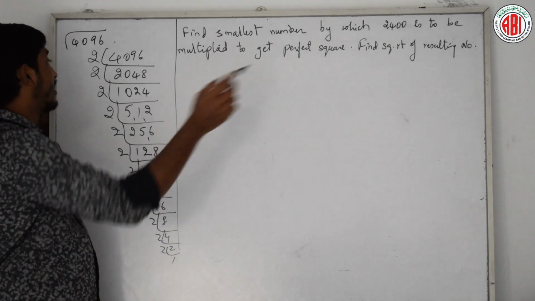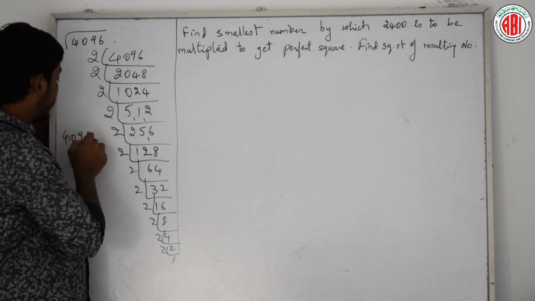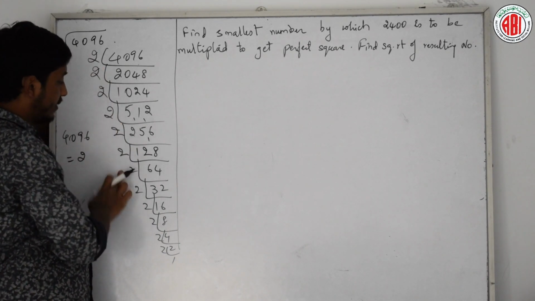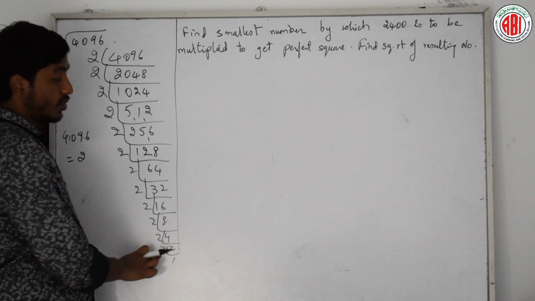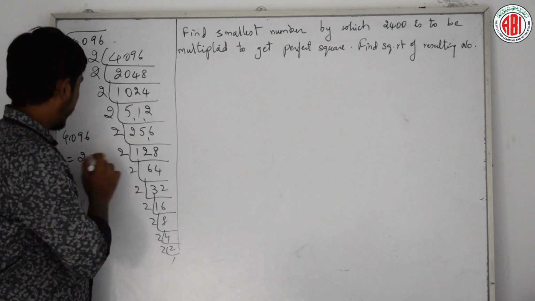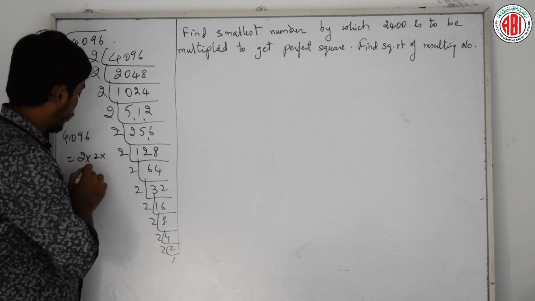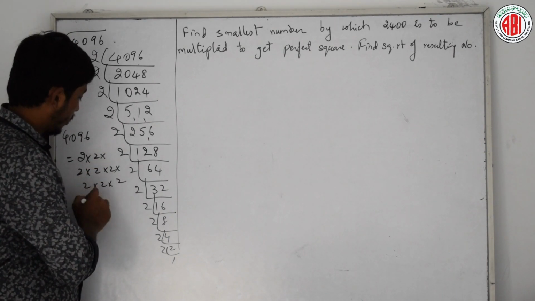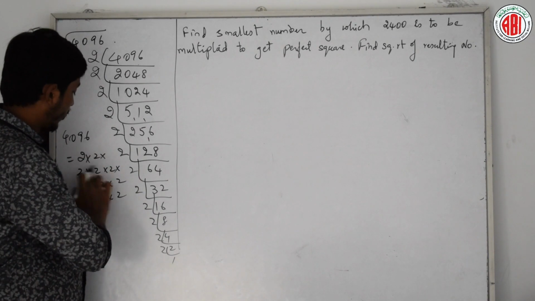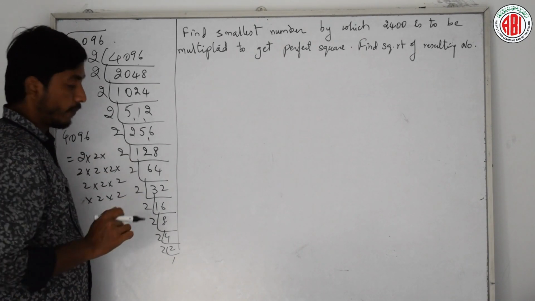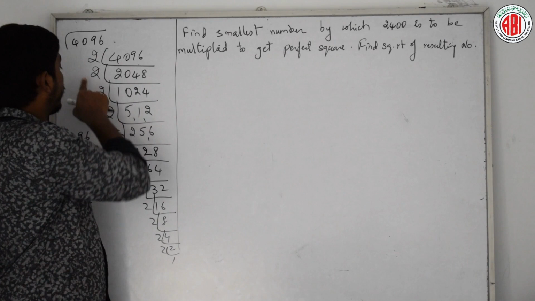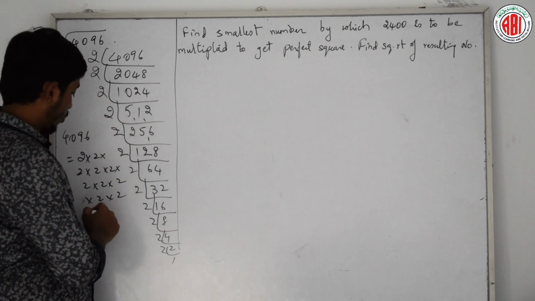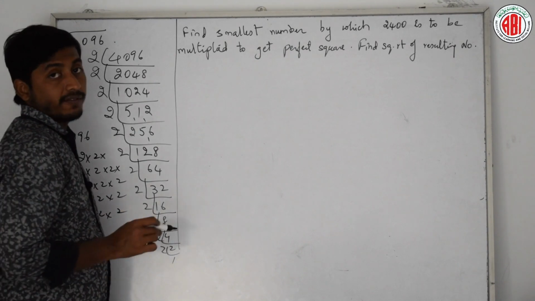Is it fine? Which means 4096 can be written as, how many 2s: 1, 2, 3, 4, 5, 6, 7, 8, 9, 10, 11 and 12. That is 2 into 2 into 2 into 2 into 2 into 2 into 2 into 2 into 2 into 2, and 2 more 2s. Is it fine?